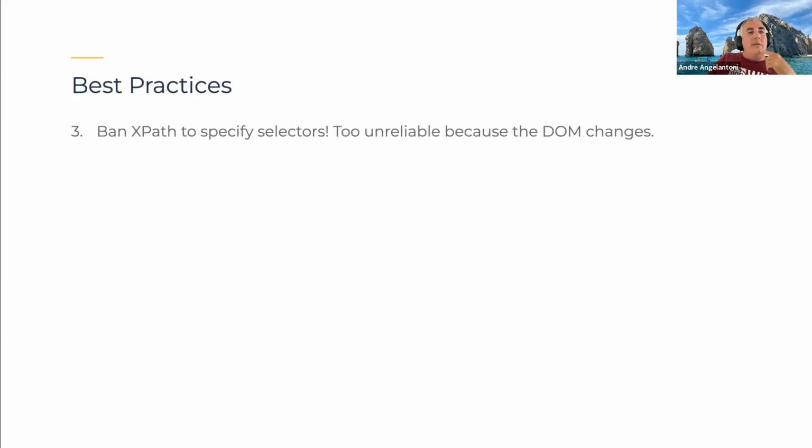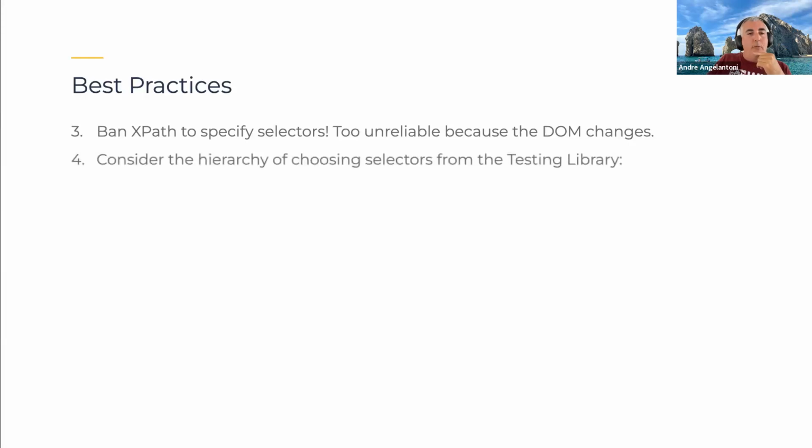Here's another best practice. I did say use XPath until you actually correct the missing selector, but there are lots of teams who actually ban XPath completely. Okay, it's just too unreliable because the DOM will change and XPath depends on the structure of the DOM. So again, if you're trying to keep the number of flaky tests to a minimum, it's probably a pretty good idea to ban XPath completely.